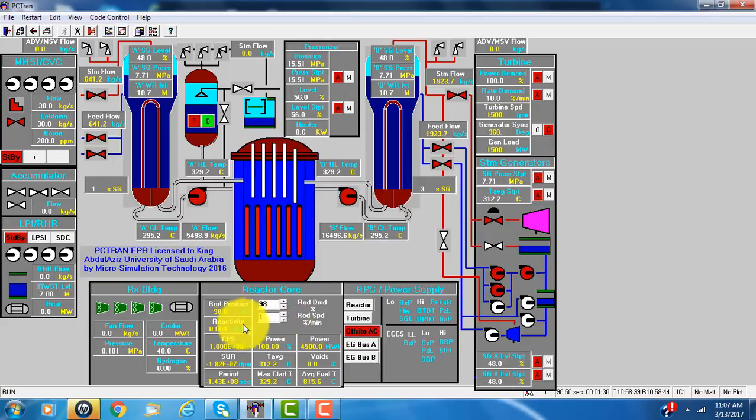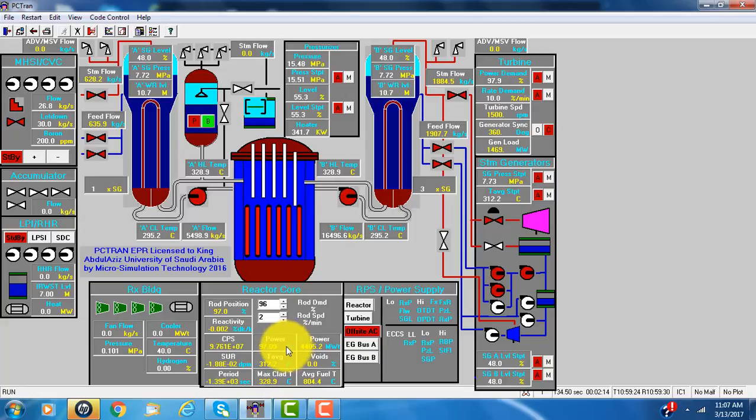We can see that right away. You see the rods, here the demand is 98% for the withdrawal. The actual position is also 98. Suppose we change that to 97 or 96, at a speed of 1% per minute. Suppose we make it a little faster, 2% per minute, and you'll see the rods go in very slowly, 2% per minute. As a result of the rod insertion, the power will go down.